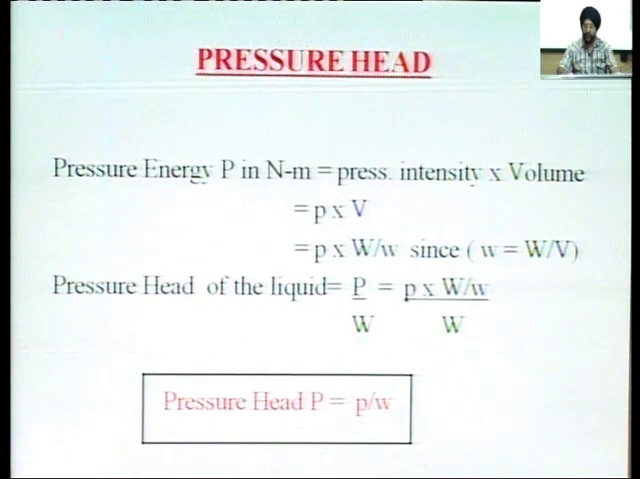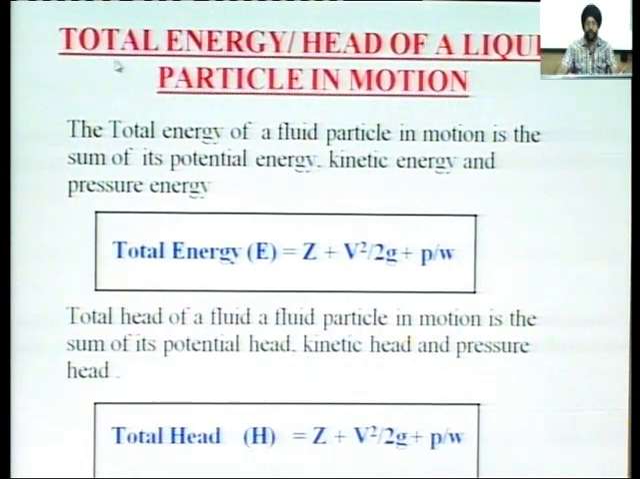Now we will combine all these three heads and we will get an expression for the total energy or total head of a liquid particle in motion. And the total energy is given by Z, the potential one, V square upon 2g, the kinetic one, and P upon W, the pressure one. So if we combine these three, we will get an expression for capital H, the total head, which is Z plus V square upon 2g plus P upon W. So this is the addition of three different types of heads.